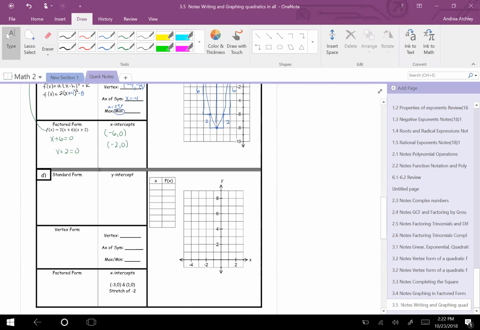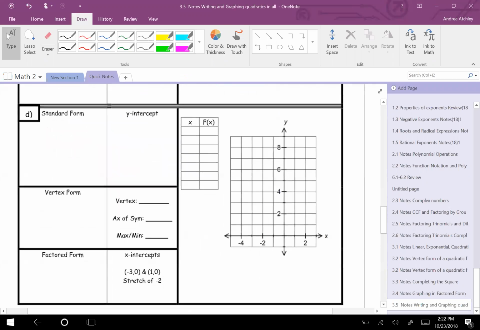Next one, I give you the x-intercepts. Yes. Do you have your pass? Get your pass out. I'll be right there. Okay, I'm going to have you guys start working on this one. Find something. I'll be right.